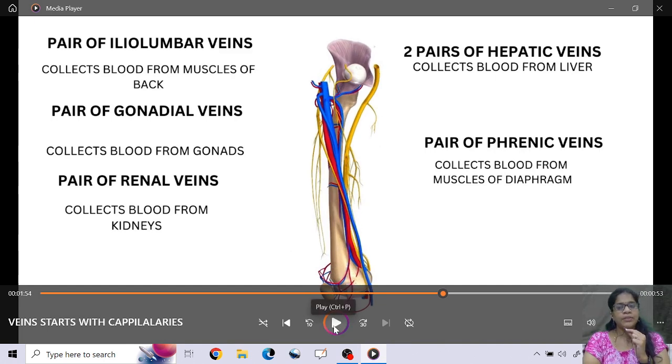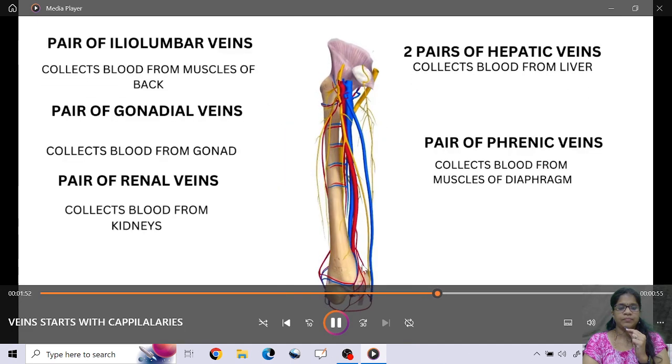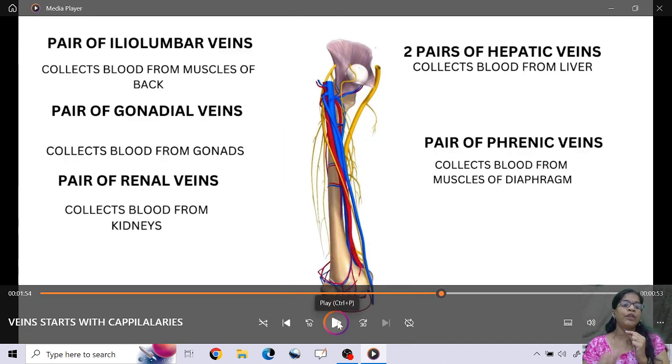Okay. So now next come the other parts of your hypogastric vein. Now let's talk about the pair of iliolumbar veins, which collect blood from the back muscles. Okay, and the pair of gonadial veins. You know that there are the spermatic vein and the ovarian vein. These are all gonadial veins which collect blood from the respective gonads, males and females. And the pair of renal veins, the name itself says that blood is collected from the kidneys. Hepatic veins, you know that the blood is collected from the liver. And you have phrenic veins which collect from the diaphragm, you know that, right.